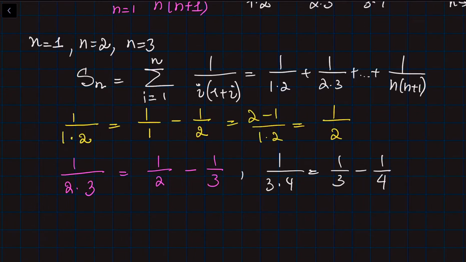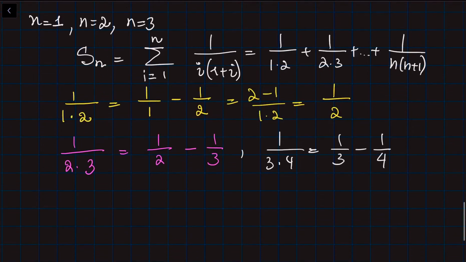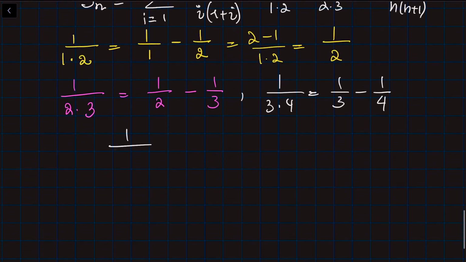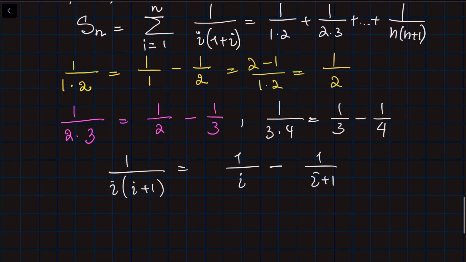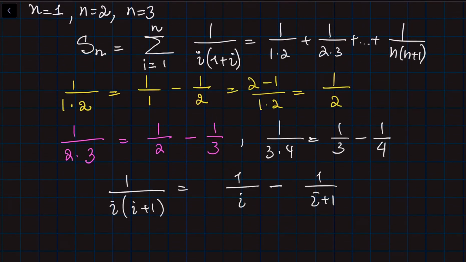So the thing is, I can do this with all of the terms. 1 divided by i times (i plus 1) can be written as 1 divided by i minus 1 divided by (i plus 1). If you give the common denominator, you get these two parts equal. So what I would like to do is write down all the terms by expanding in this form: the first term, the second term, and so on. So let me write this.